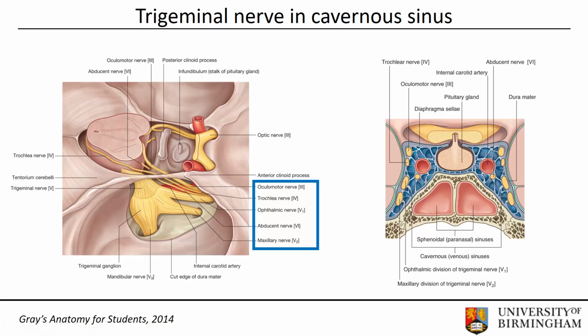And in the left image, we can see these nerves from a lateral superior view. And on the right side, we have a coronal section of the cavernous sinus. Note how the nerves that are located in the lateral wall of the cavernous sinus are, from superior to inferior, the oculomotor nerve, the trochlear, then the ophthalmic division, and the maxillary division of the trigeminal nerve. And medially, we will find the abducens nerve, that one there, and the internal carotid artery.